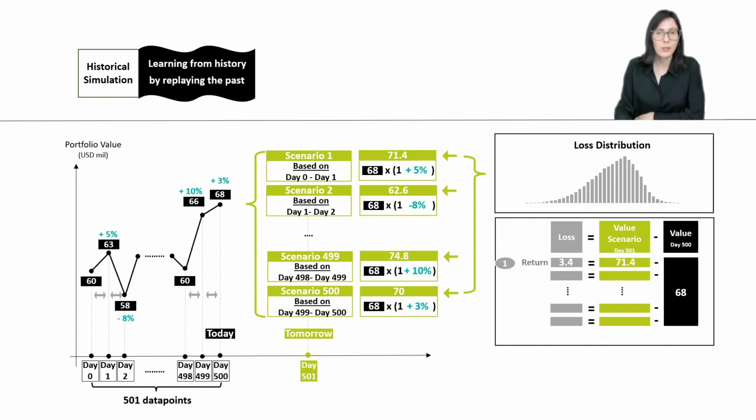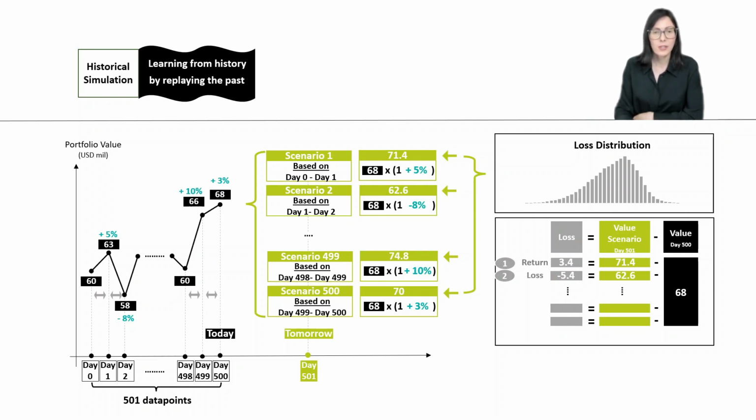If you want to calculate the losses for the second scenario, what you do is the very same thing. You take the simulated value for tomorrow and you subtract the observed value for today. And this would lead to minus 5.4. And because this is a negative value, scenario 2 is a loss.